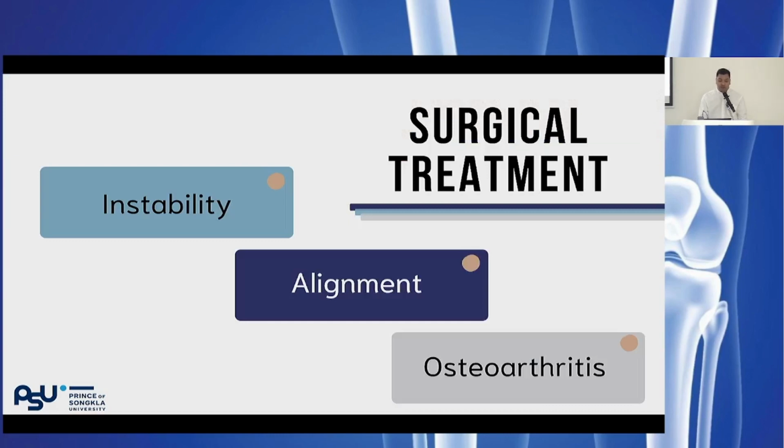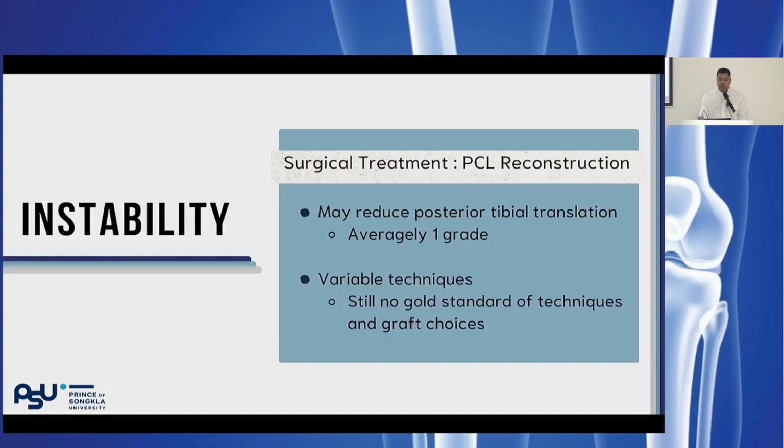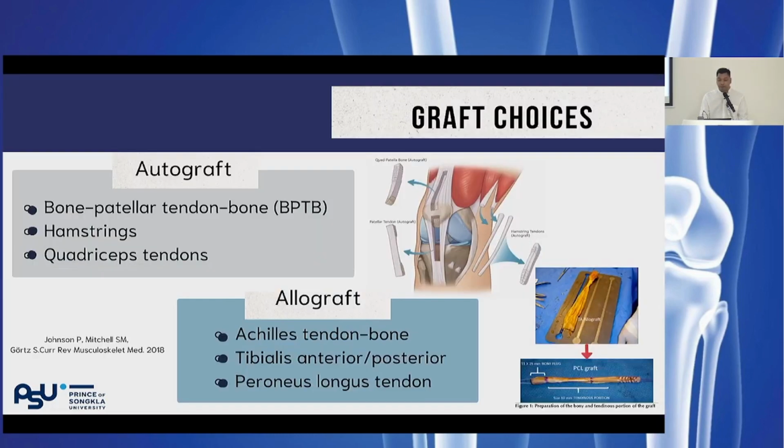The points of concern in surgical treatment of chronic PCL injury are the instability of the PCL, concomitant PLC injury, the alignment, and osteoarthritis change. In case of instability without abnormal alignment and severe osteoarthritis, we choose PCL reconstruction. If the posterior tibial translation is more than 10 mm, PCL reconstruction could be chosen. There are variable techniques and still no gold standard.